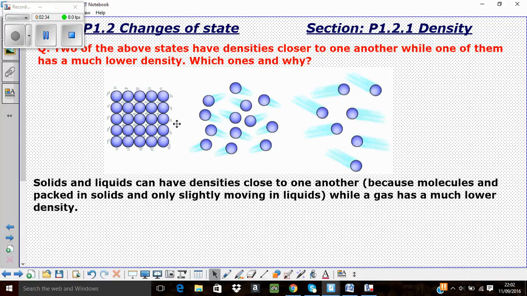The solids and the liquids have densities that are close one to another because the molecules are packed in solids and only slightly moving in liquids, so they're pretty packed. While in a gas, the molecules are not tied one to another, they're not connected, so they're free to move around. That makes gas have a much lower density. Consider air, for example. In the middle you can consider the water, and on the left you can consider the solid.